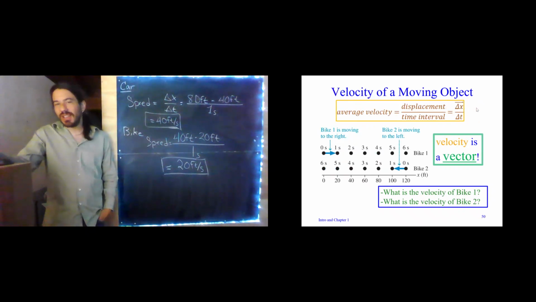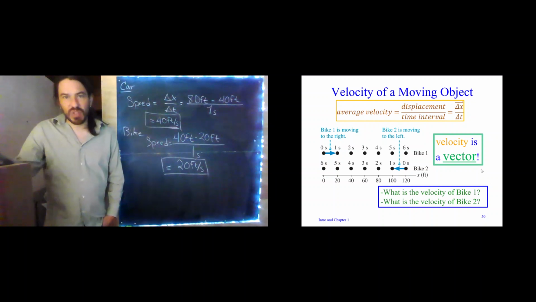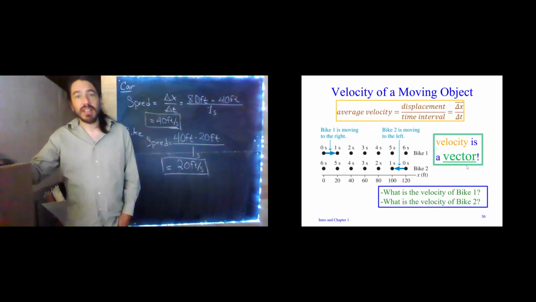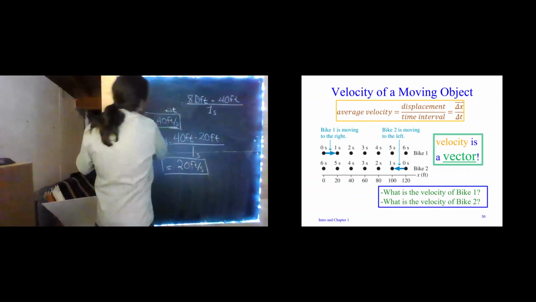How does that compare to velocity? Velocity and speed are words that get used interchangeably in everyday life. In physics, they mean different things. Velocity is a vector. So speed is a scalar and velocity is a vector. We could say that speed is the magnitude of the velocity vector. The velocity, the average velocity, is the total displacement over the total time interval. Notice that since displacement is a vector, the average velocity is also a vector. And so, let's apply that to this situation here.